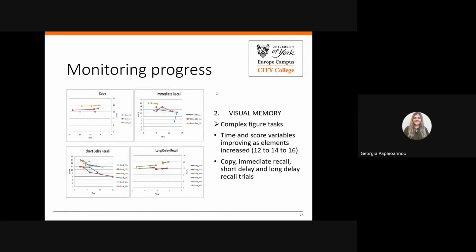For the visual memory, we have the complex figure tasks that were given. We have time and score variables improving as the elements increased, because we started with 12 elements and we went to 14, and we ended up being able to recall 16 elements. So we can see here the copy, the immediate recall, the short delay, and the long delay recall trials, how they had a better score and they were also quicker in time.